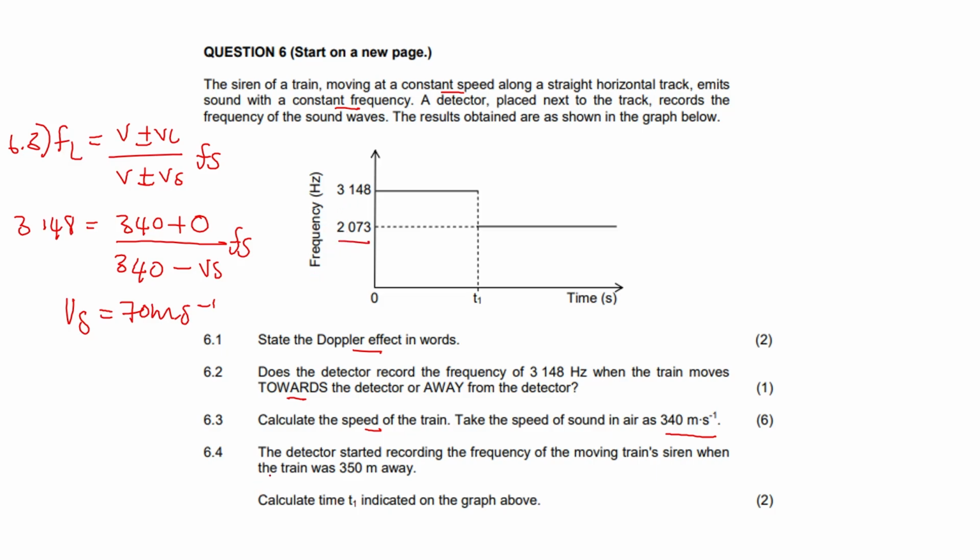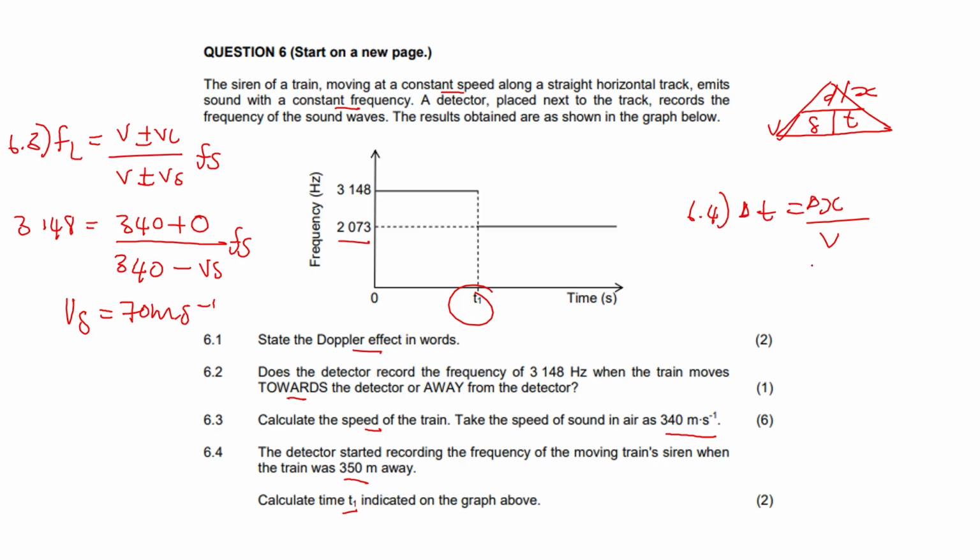Either is fine. 6.4. The detector started recording the frequency of the moving train siren when the train was 350 meters away. Calculate time t1 that's indicated on the graph. All right, so we can use our little triangle: distance, speed, and time. So therefore, for 6.4, we can calculate our time to be distance over velocity. In this case, it won't be d, we'll make it an x. It's the same thing, but because of this question, we'd rather say time equals x over velocity.